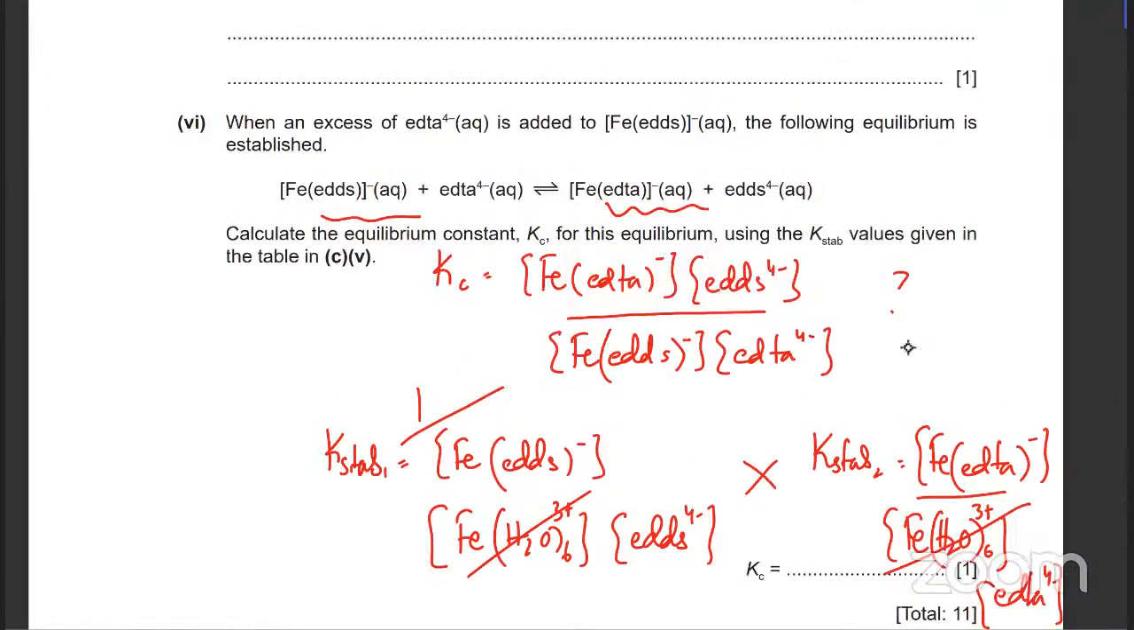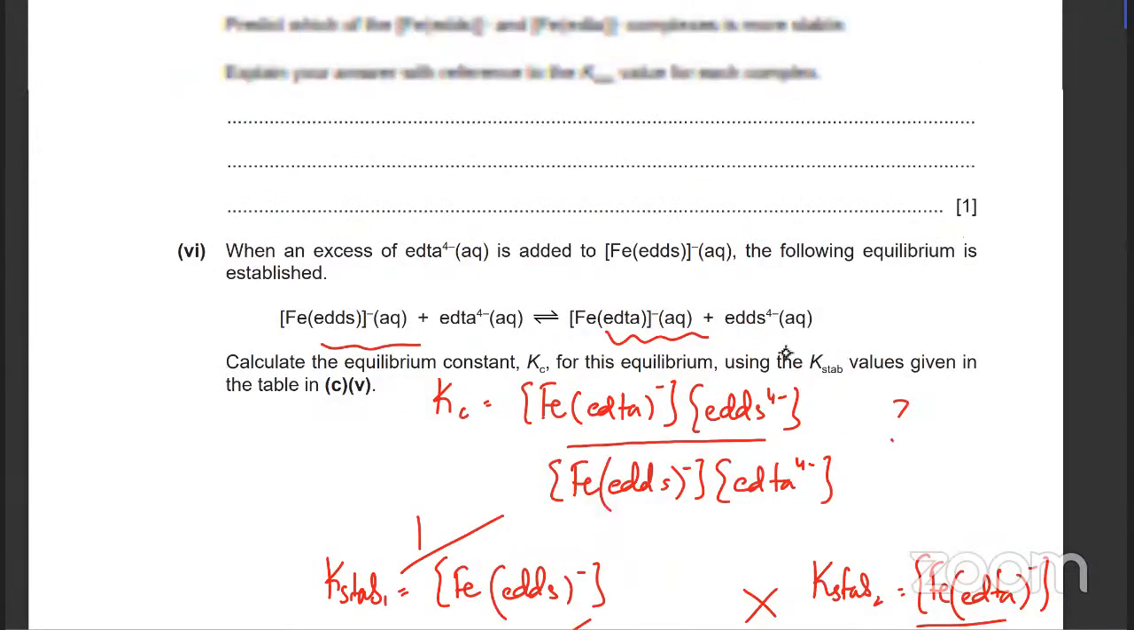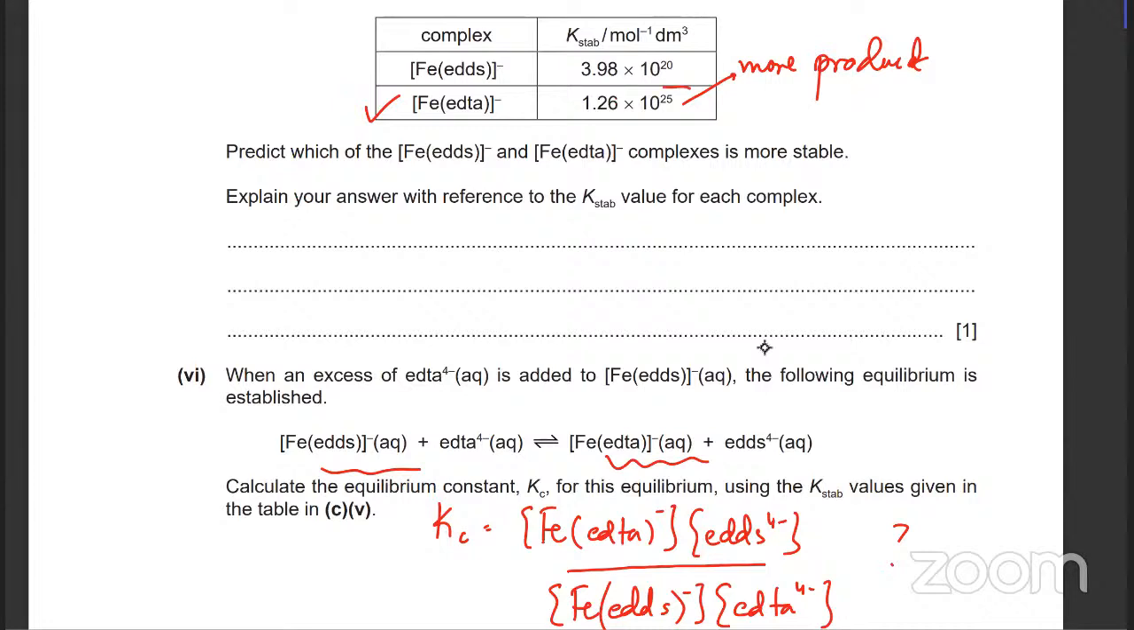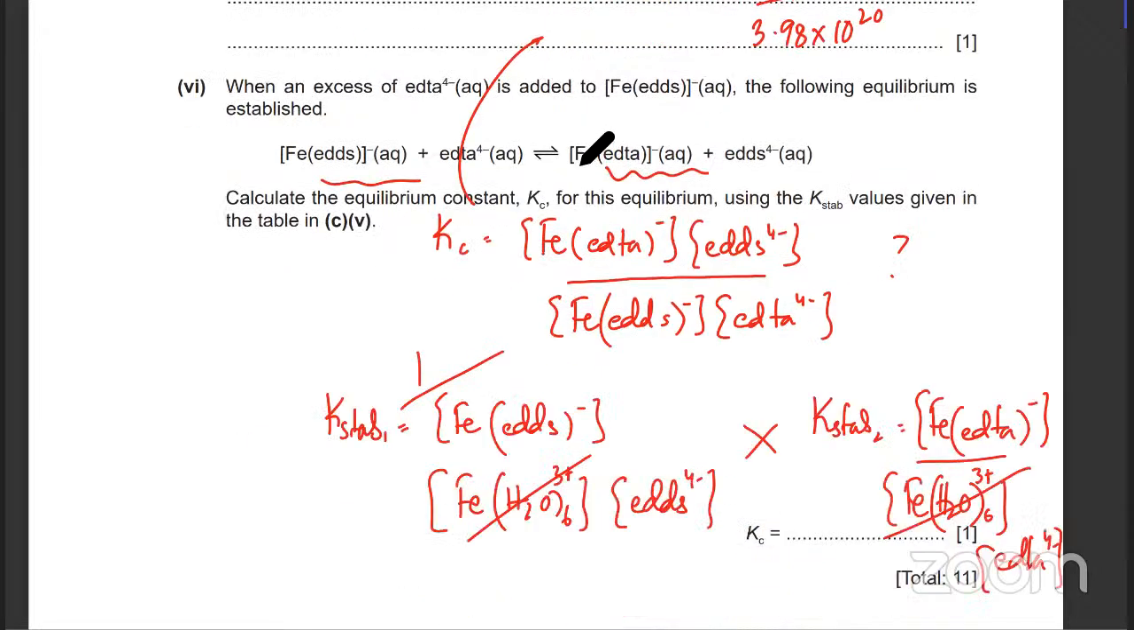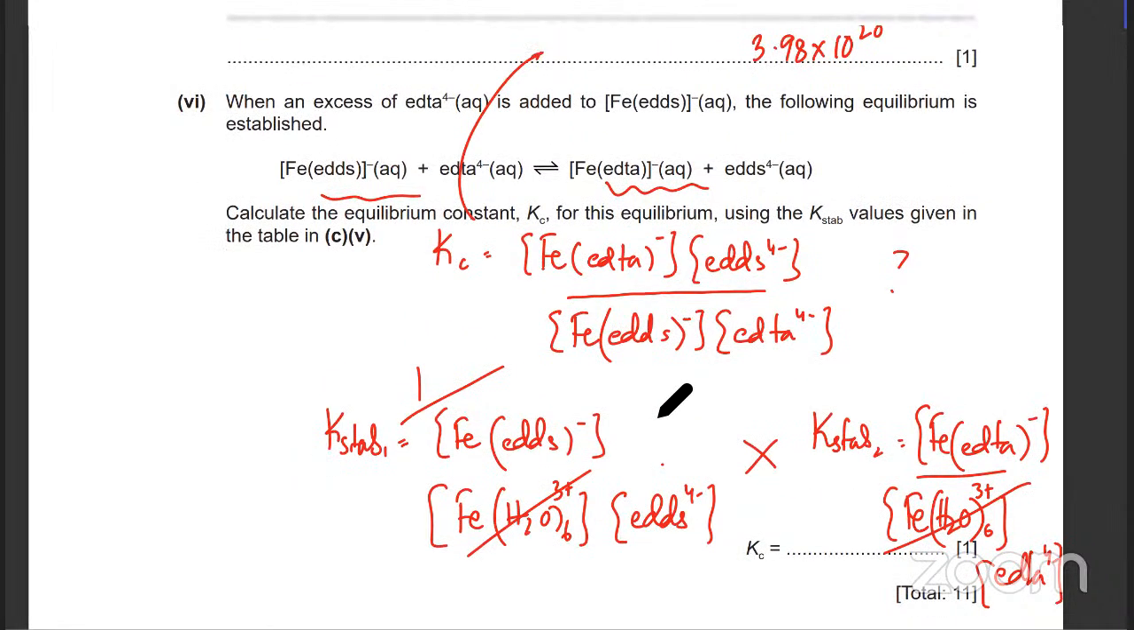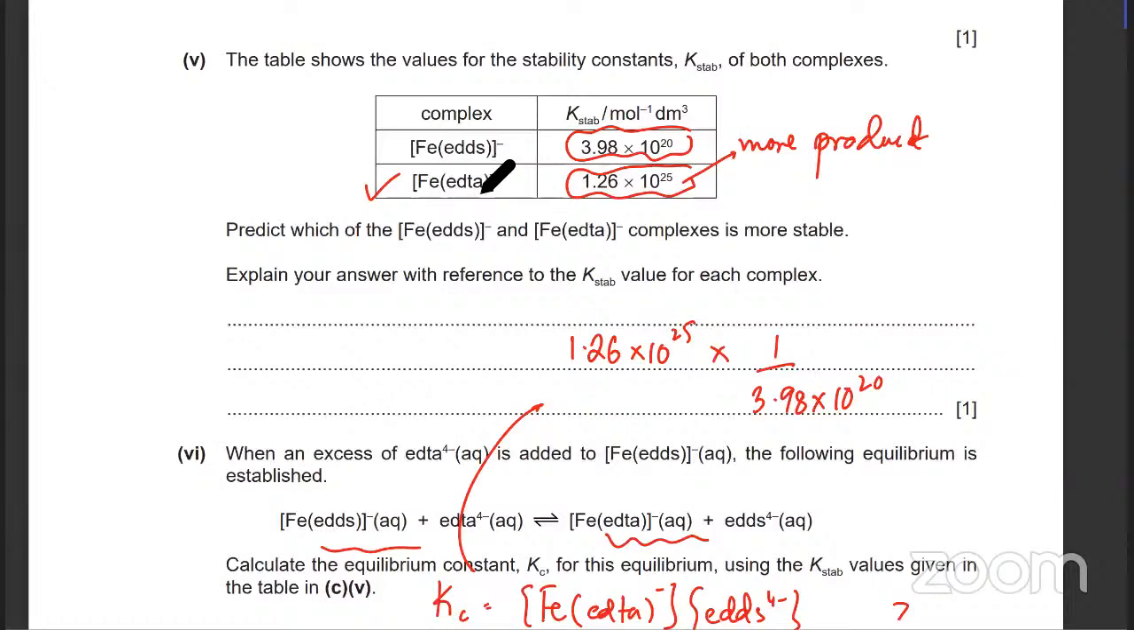So basically the link is it's this value multiplied by the reciprocal of this value. So it's 1.26 times 10 power 25, multiplied by 1 over 3.98 times 10 power 20. So the Kc for this reaction can be obtained by using the K stability expressions of this one and this one.